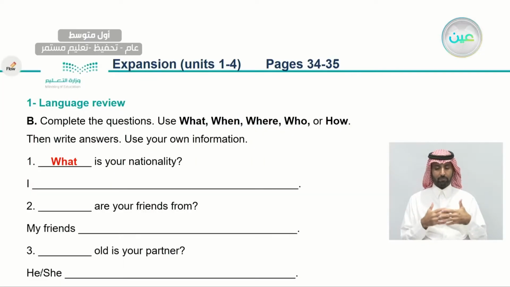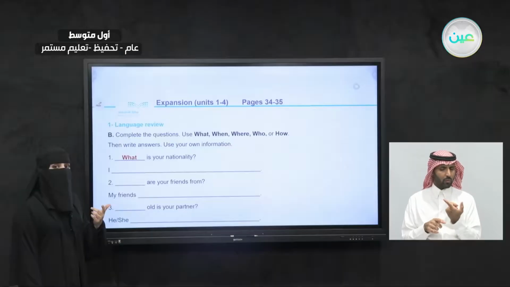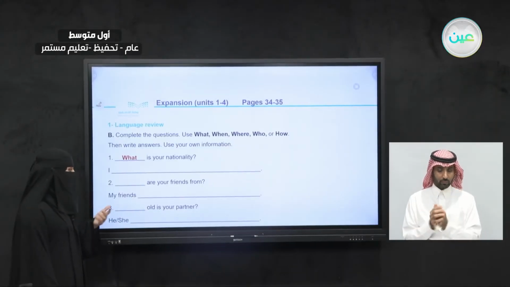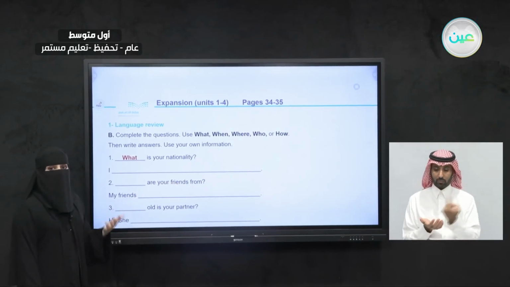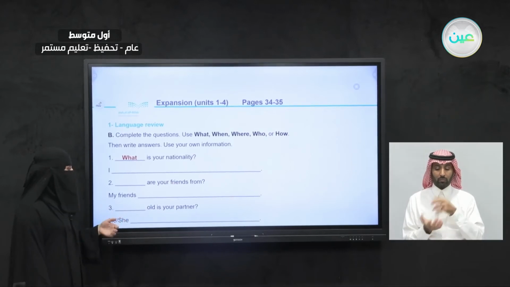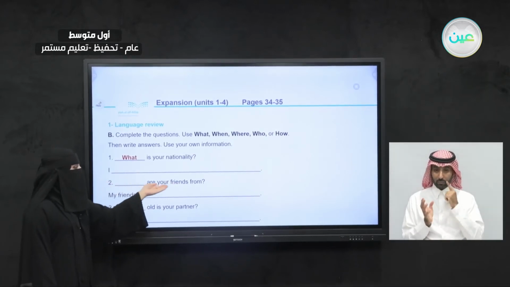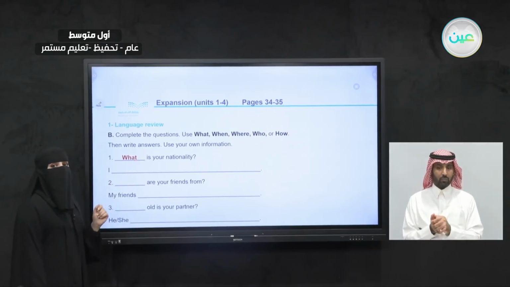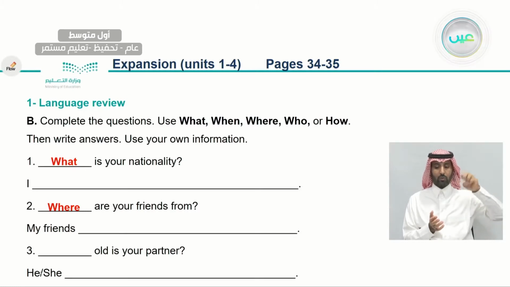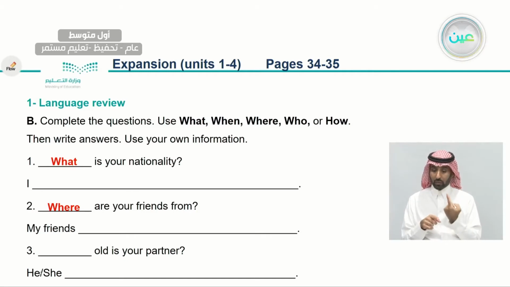Number 2, are your friends from? Look at this preposition. This can tell us what kind of question we're asking. From is to ask about place. It could be a country, a city, okay? Space, are your friends from? So what's the correct question word? Good job. Where are your friends from? And the answer would be, my friends are from Venezuela, or any name of a country, okay?